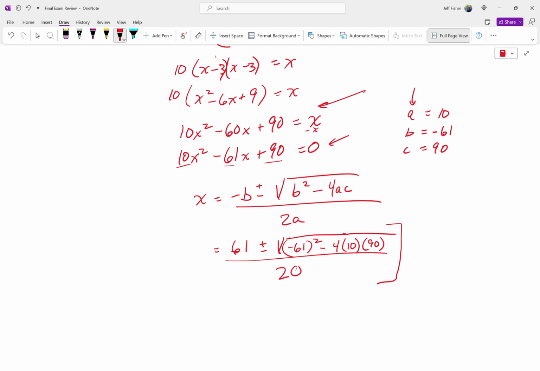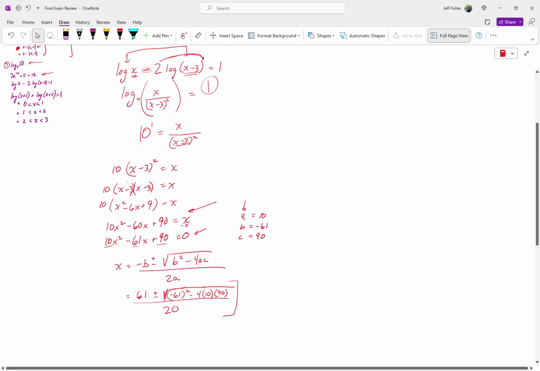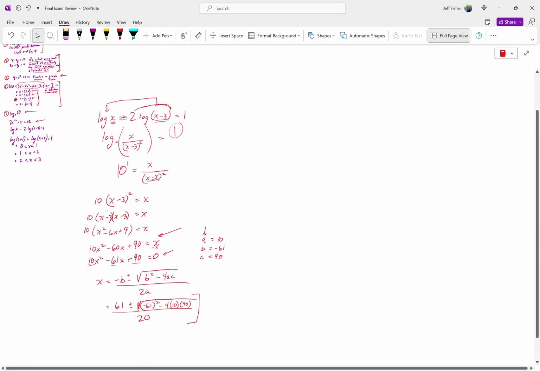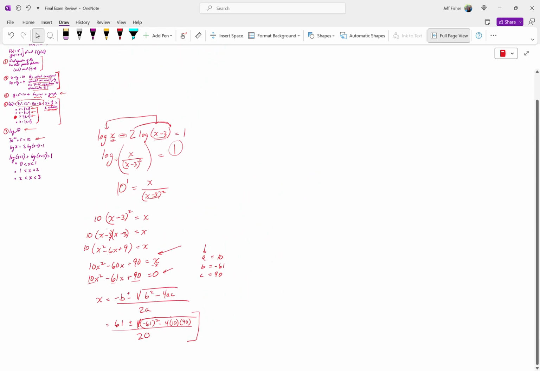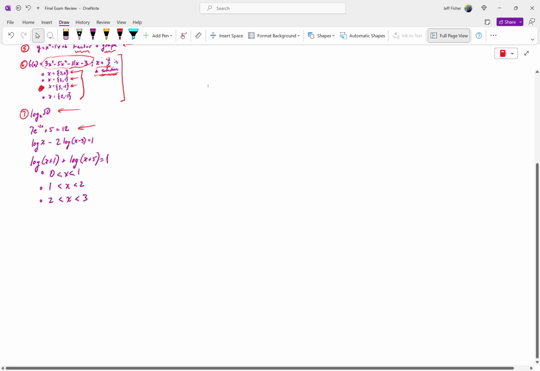My guess is this square root probably equates to some perfect square. If not, it's hard to say. But I would have you work that out as an example. I don't need to do it in this video, but this is how we use the quadratic formula. So let's take a look and see how we solve some of the others. What else we got left?